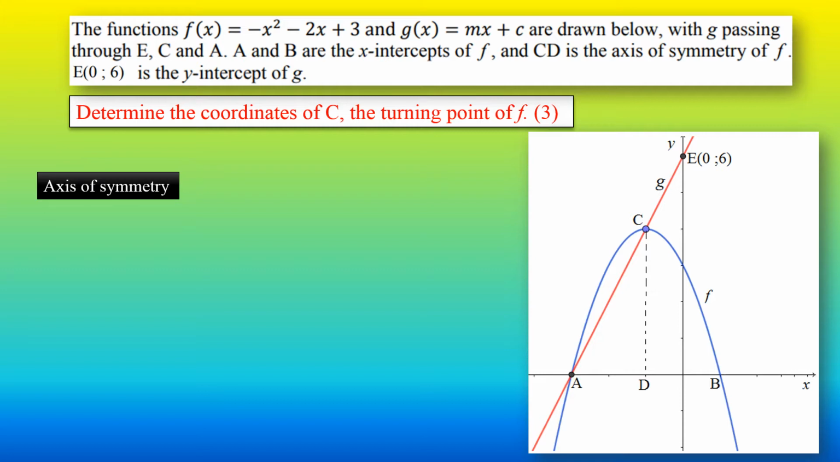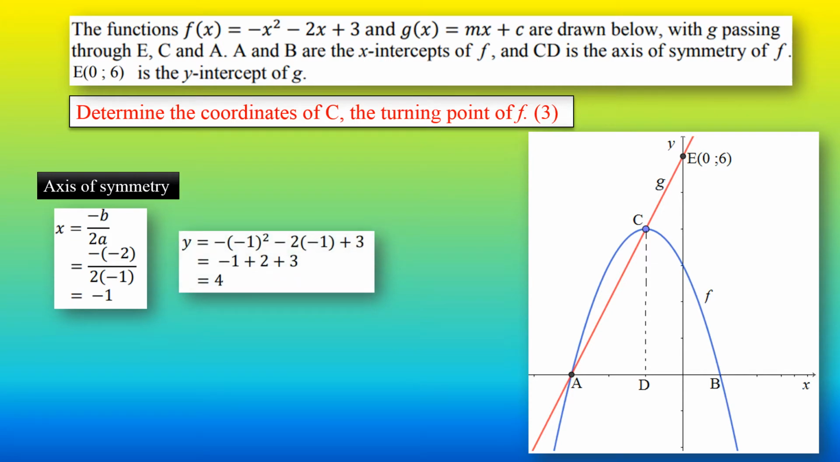What's the formula for that? X equal to minus b over 2a. We substitute a and b, we get minus 1. Use your calculator and get the answer very fast. Now the x coordinate is available. Let's go for the y coordinate. Substitute x equal to minus 1 into the equation. Carefully substitute, use the calculator, and y equal to 4. Therefore, the coordinates of C is minus 1, 4.